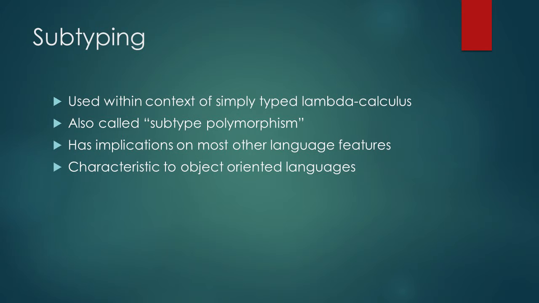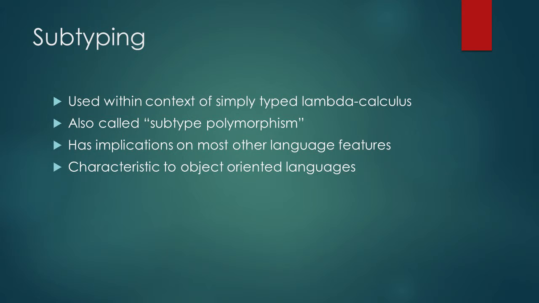So, Chapter 15 of Peirce's textbook is titled Subtyping. And before going into discussion of specific sections of that chapter, I'm going to do a quick recap of some previous chapters, specifically Chapter 8, which introduces typing in the simply typed lambda calculus.